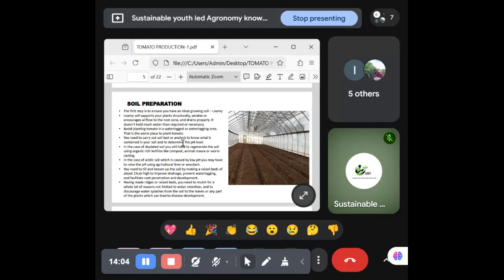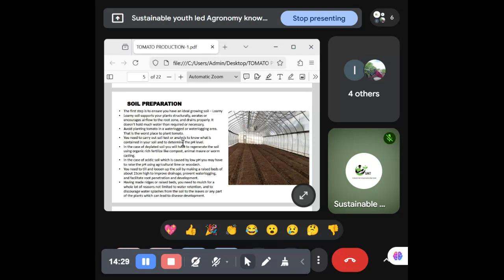Because in some cases, even if you intend to use inorganic fertilizers and the like, you still need to at least enrich and regenerate the soil, and the plant will appreciate you for that. In the case of acidic soil, which is caused by low pH, you may have to raise the pH using agricultural lime or wood ash.